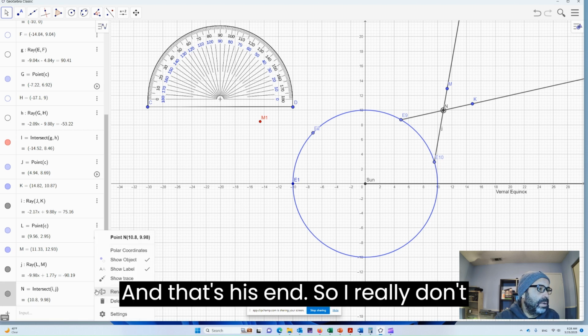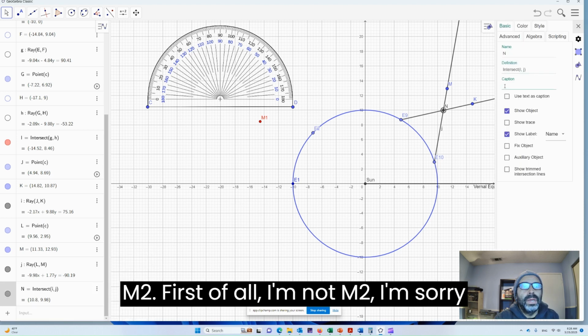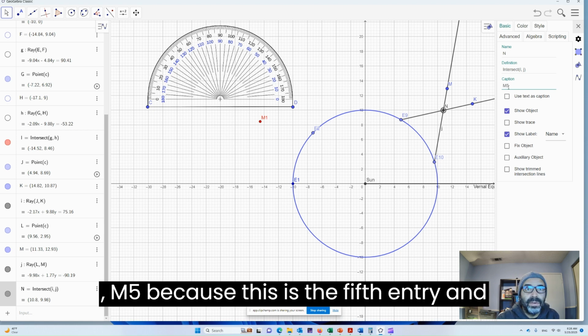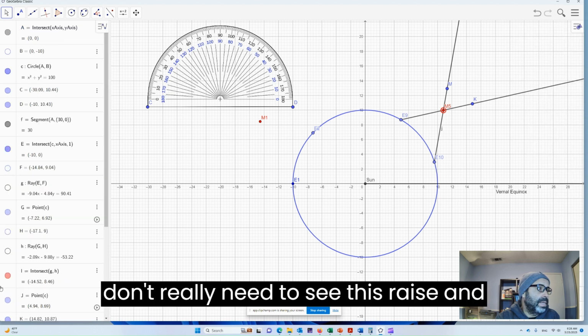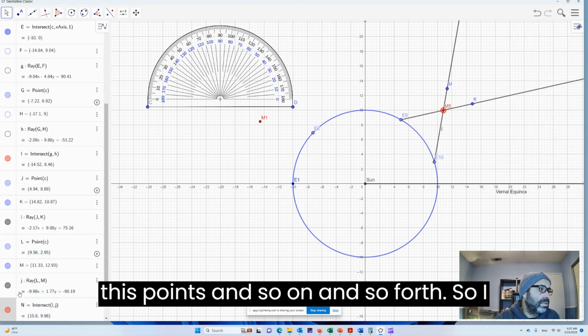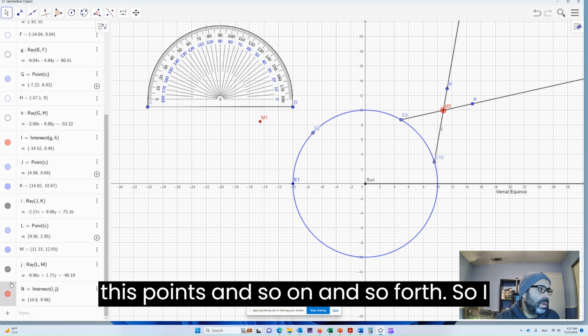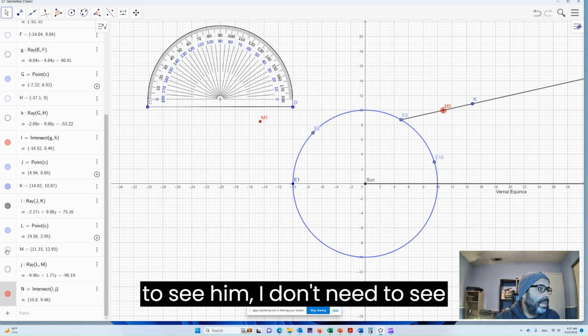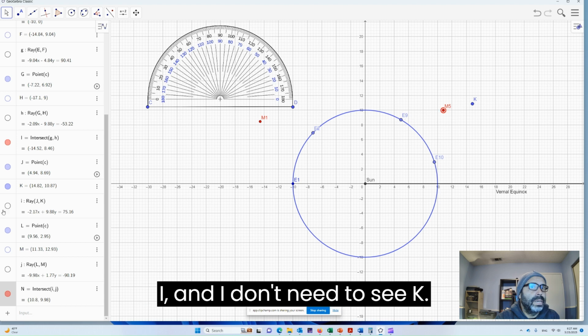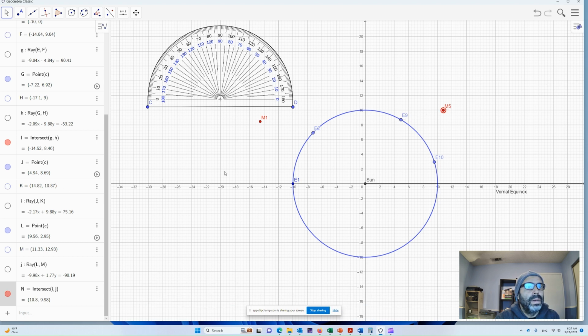And that is N. So I really don't want to call it N. I'm going to call it M2 first of all. Not M2, I'm sorry, M5, because this is the 5th entry. And the color, I'm going to put it red. Now I don't really need to see these rays and these points and so on and so forth. So I really don't need to see J. I don't need to see M. I don't need to see I. And I don't need to see K.